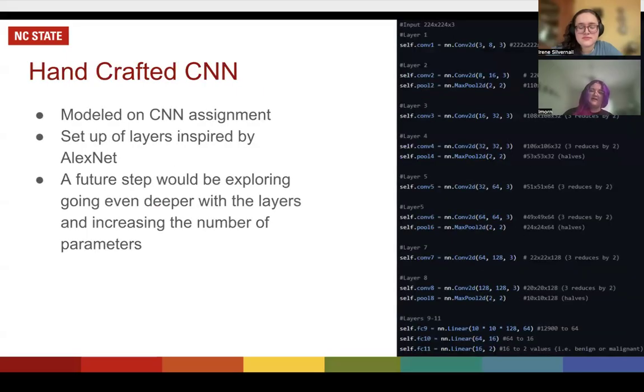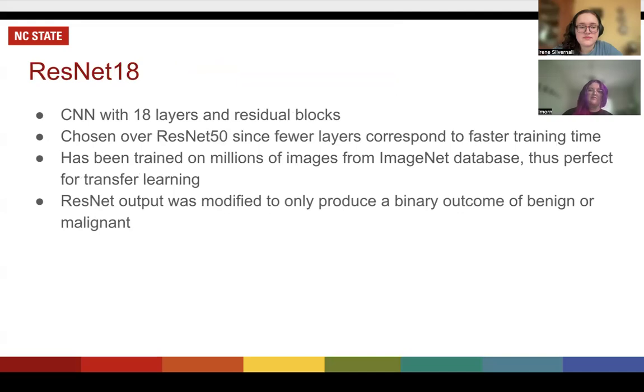We first started off with handcrafting a CNN originally modeled on assignment 6 and then eventually inspired by AlexNet with 11 layers. A future step would be exploring going even deeper with the layers and increasing the number of parameters. We then decided to use ResNet 18, which is a CNN with 18 layers and residual blocks. It was chosen over ResNet 50 since fewer layers correspond to faster training time. It has been trained on millions of images from the ImageNet database and thus is perfect for transfer learning. The output was modified to produce a binary outcome of benign or malignant.